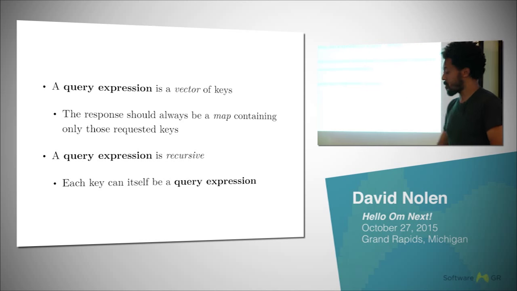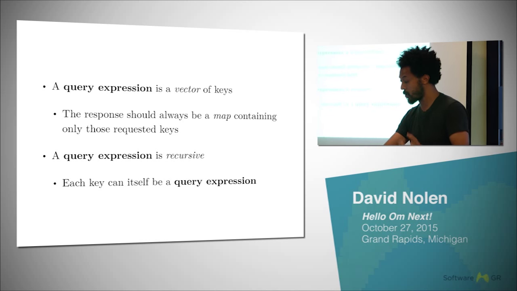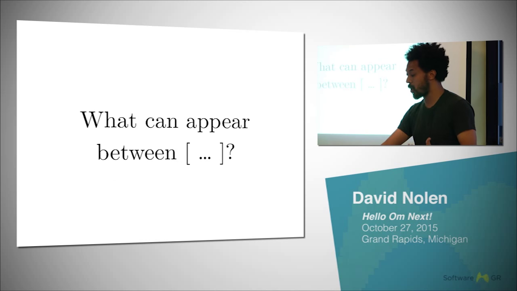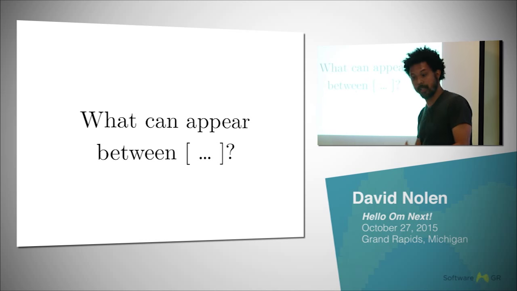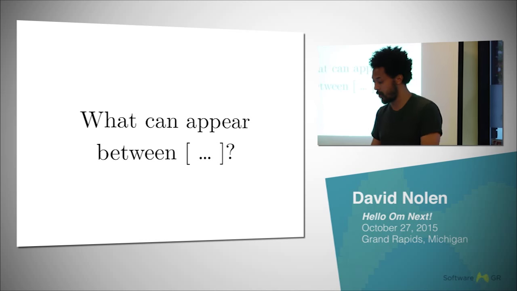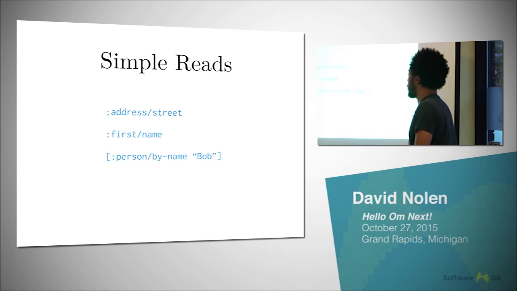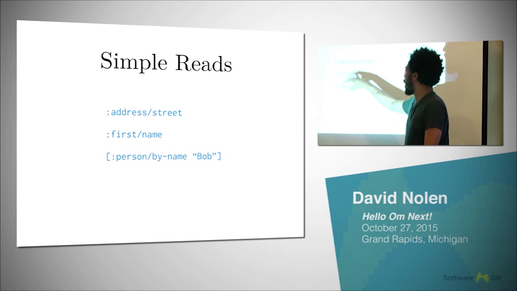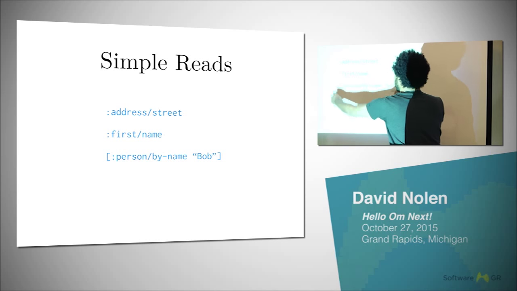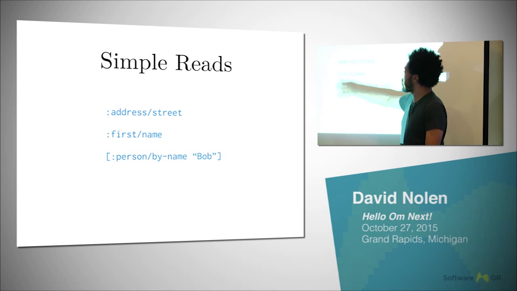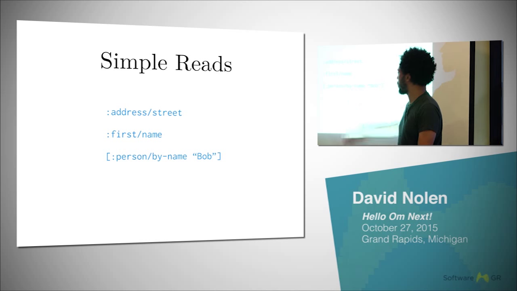As I said, a query expression is recursive. Each key itself can be a query expression. And then the question becomes, what can appear between those things? You've seen a little bit about that, but we're going to break it down so you see more examples. So, simple reads: you'll always want to wrap, but you could imagine these things nested in vectors. The most basic thing is I want some key, right? Address street, or I want the key first name.